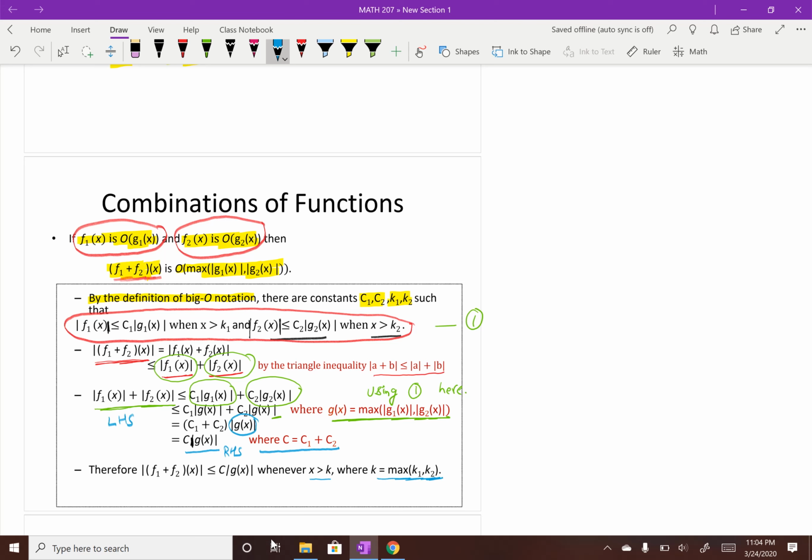Then by the definition of big O, we get the result. Because my goal was to prove that the combination f1 + f2 is big O of the maximum of the absolute value of g1(x) and the absolute value of g2(x), which I proved here.